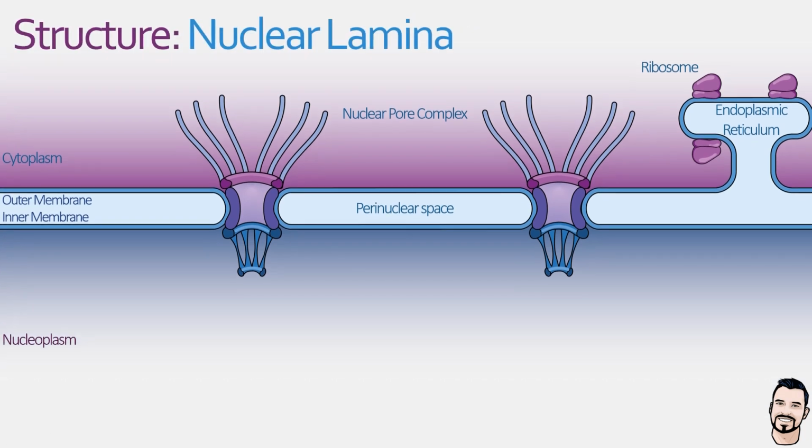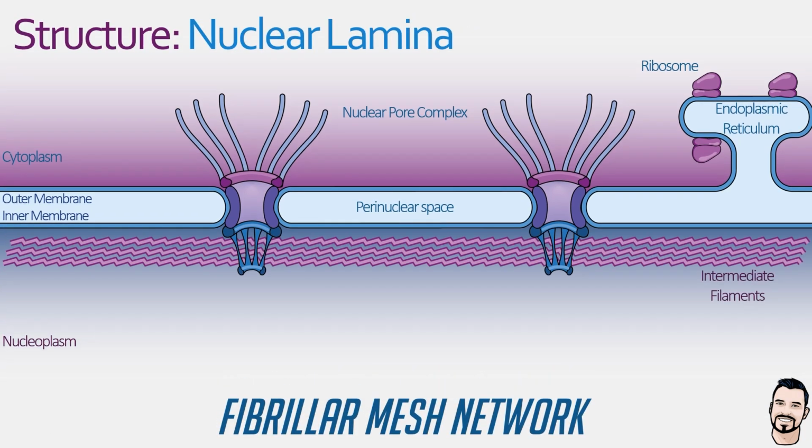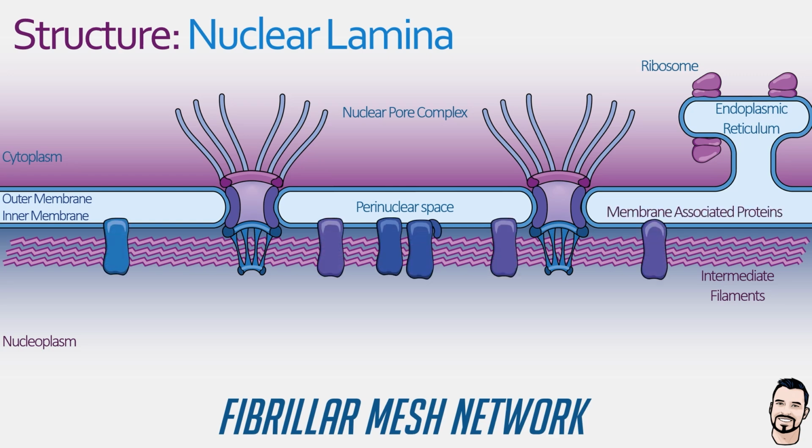Now, the nuclear lamina that I mentioned earlier is a mesh that lines the inner surface of the nuclear envelope. It's made up of intermediate filament proteins which form a sort of net-like structure just beneath the inner membrane, and this scaffold, as well as providing strength and shape, traps membrane-associated proteins, which in turn further stabilizes the nuclear envelope.